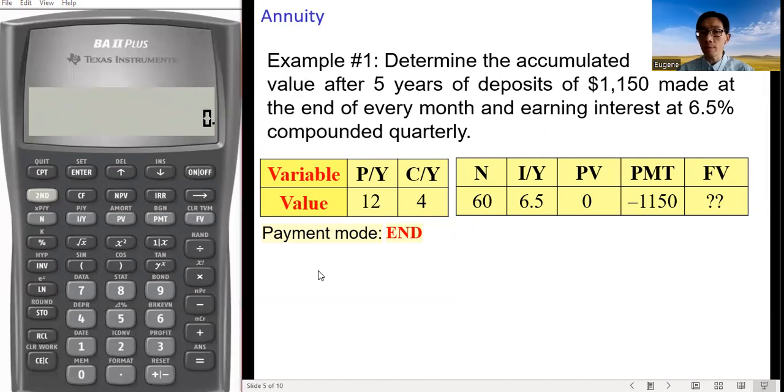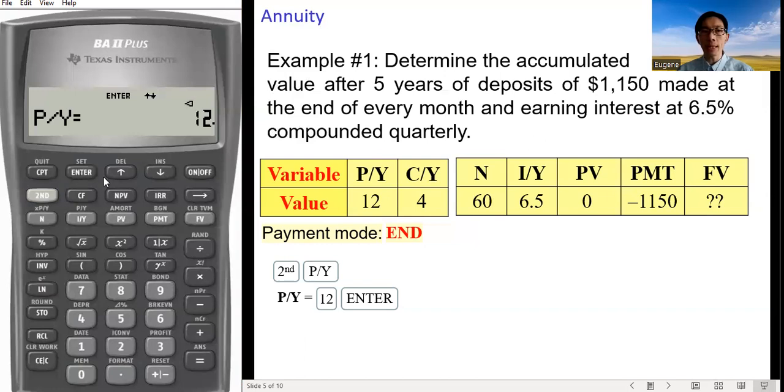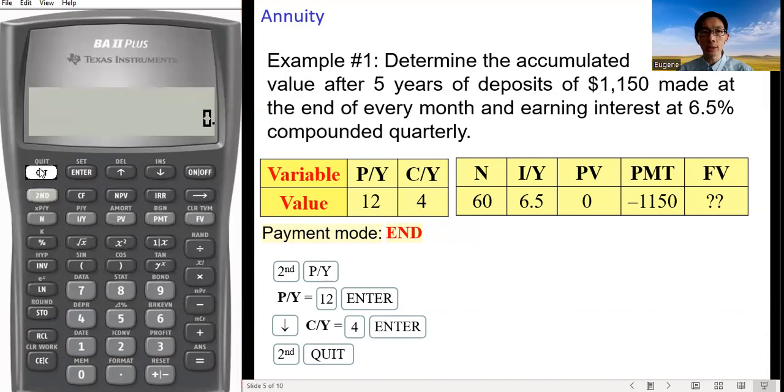Let's key in the frequencies. Second, PY to activate the frequency worksheet. PY is 12. So enter 12 and then enter for PY. Press the down arrow key and then key in CY. CY is 4. So 4, enter. Press the second button and then quit the frequency worksheet.